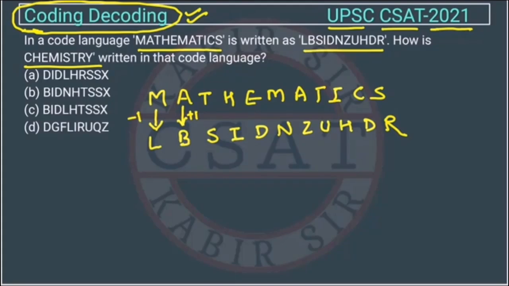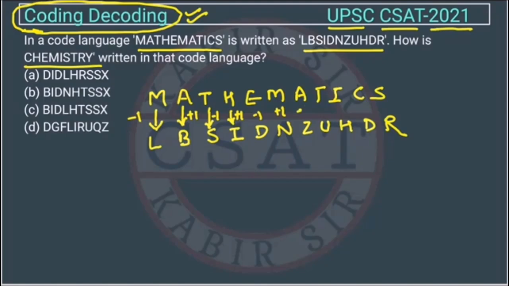So in the first position what is happening? -1, in the second position +1, and now T is converted into S. So this is again -1, right? Because S comes before T, right? And here this is again +1. So this is alternate +1 -1, right? So similarly here this is -1, similarly here +1, right?